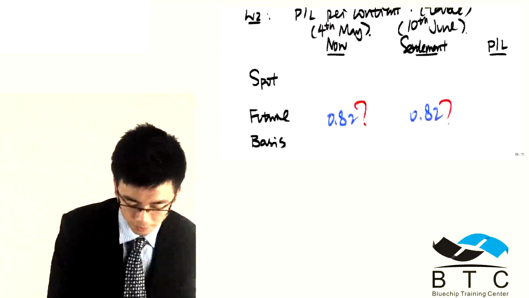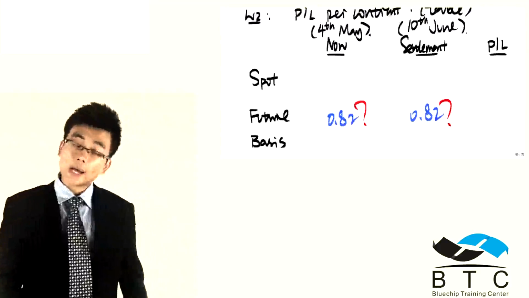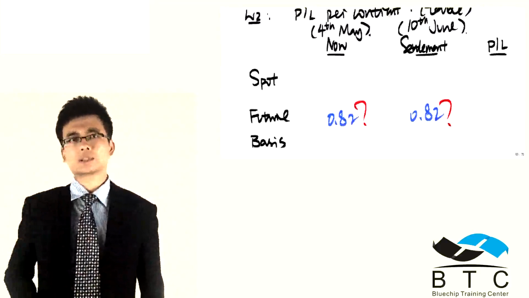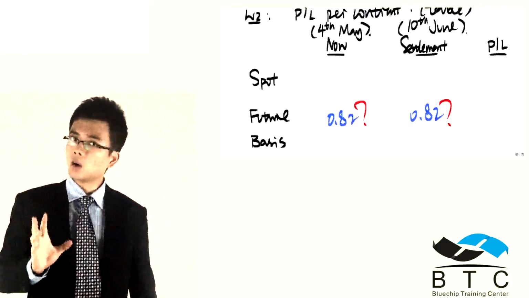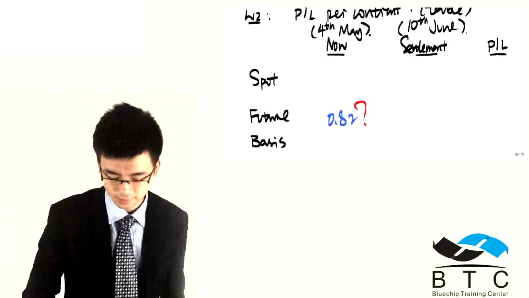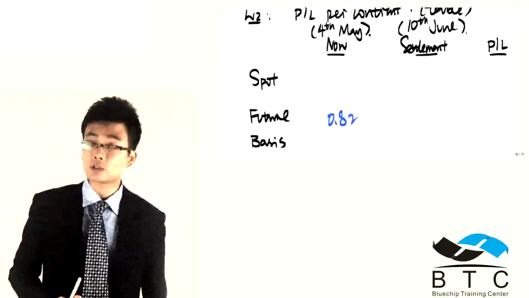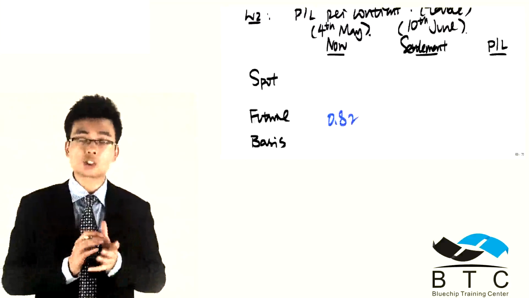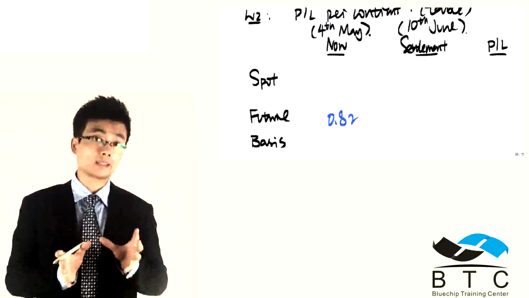I have a question for you. Where do we put these figures to? Either now or at the settlement date. What do you think? Well, of course, we're going to enter into the contract now. Into the futures contract, okay, into the June's futures contract of 0.82.